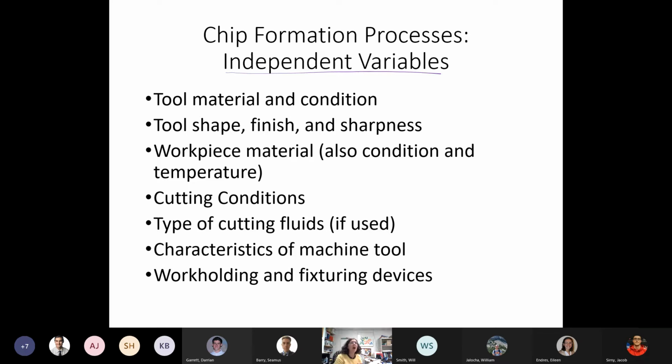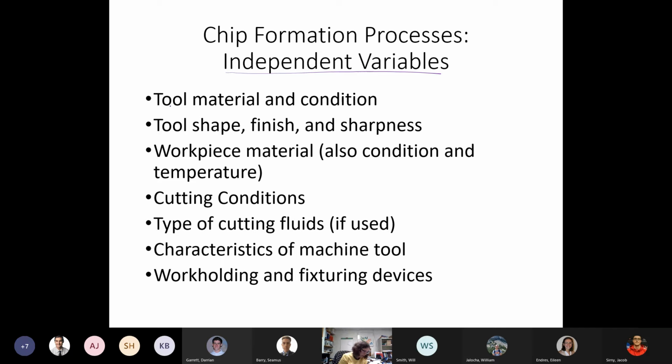I want you to notice that I don't have accuracy on this list, and I don't have surface, because we can't directly control those. I can't go to the machine and dial in a surface that I want. But what we can control, and what we often look for, are relationships between the independent and the dependent variables.